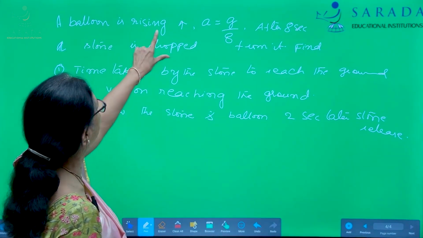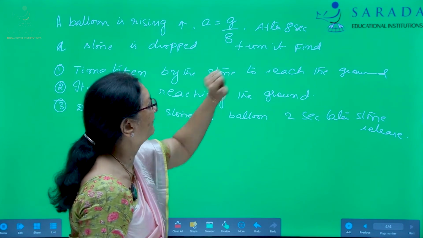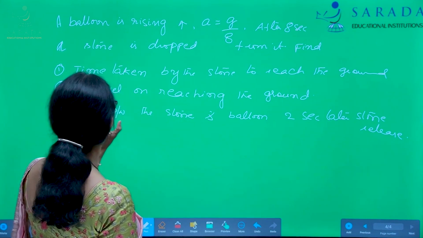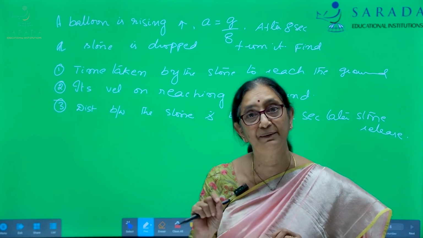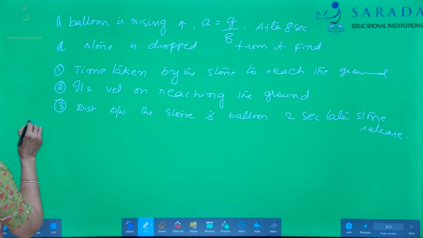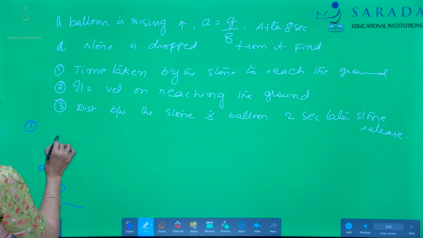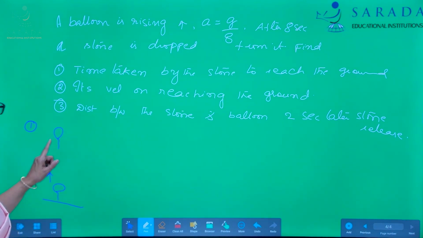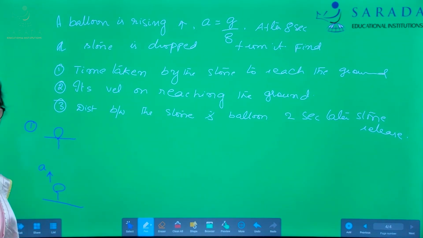So, a balloon is rising vertically up with uniform acceleration g by 8. After 8 seconds, a stone is dropped from it. Find first the time taken by the stone to reach the ground. So, let us do one after the other. In this case, let us try to understand the problem. Let this be the ground. Let this be the balloon. Balloon is rising up with uniform acceleration A. After 8 seconds, this is the location of the balloon. So, at 8 seconds, a stone is dropped from the balloon.